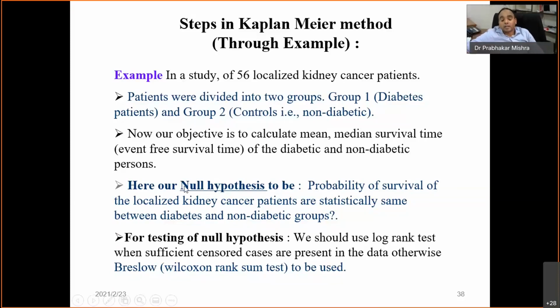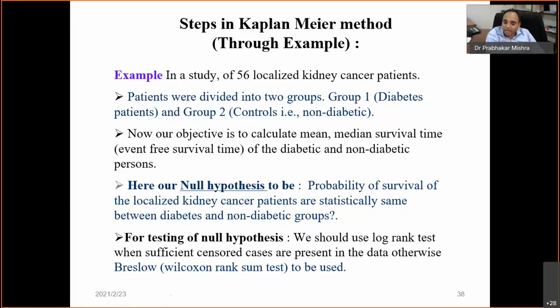So now our objective is to calculate the mean and median survival time of the event-free survival of diabetic and non-diabetic persons. In this situation, what will be our null hypothesis? The probability of survival of the localized kidney cancer patients is statistically the same between diabetic and non-diabetic persons.